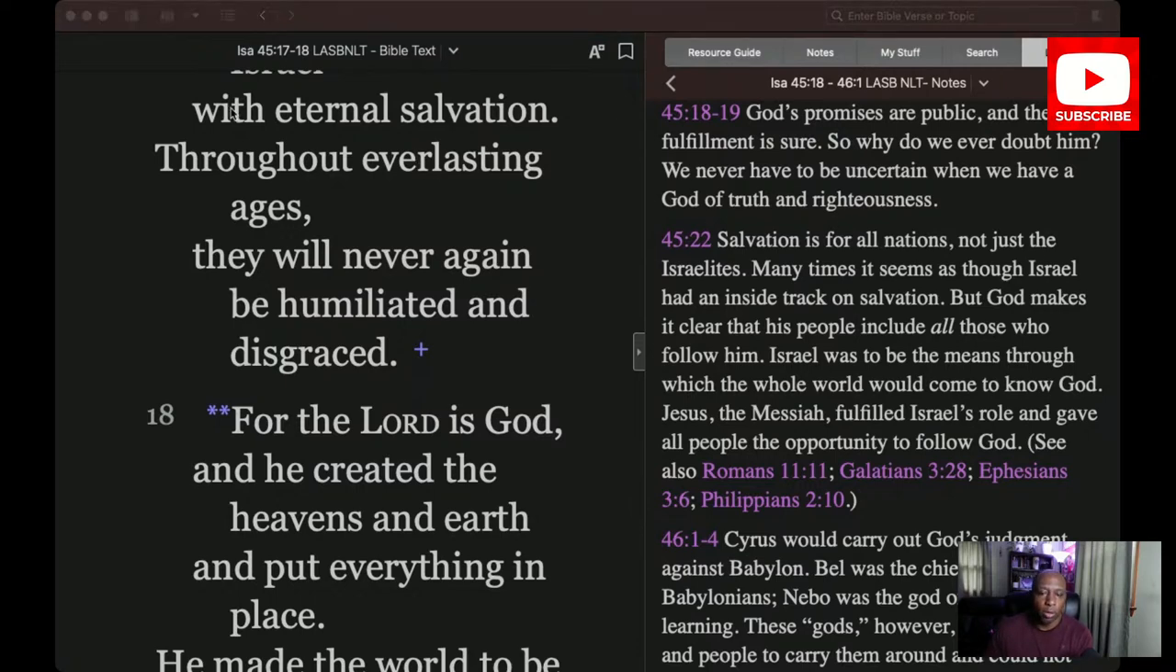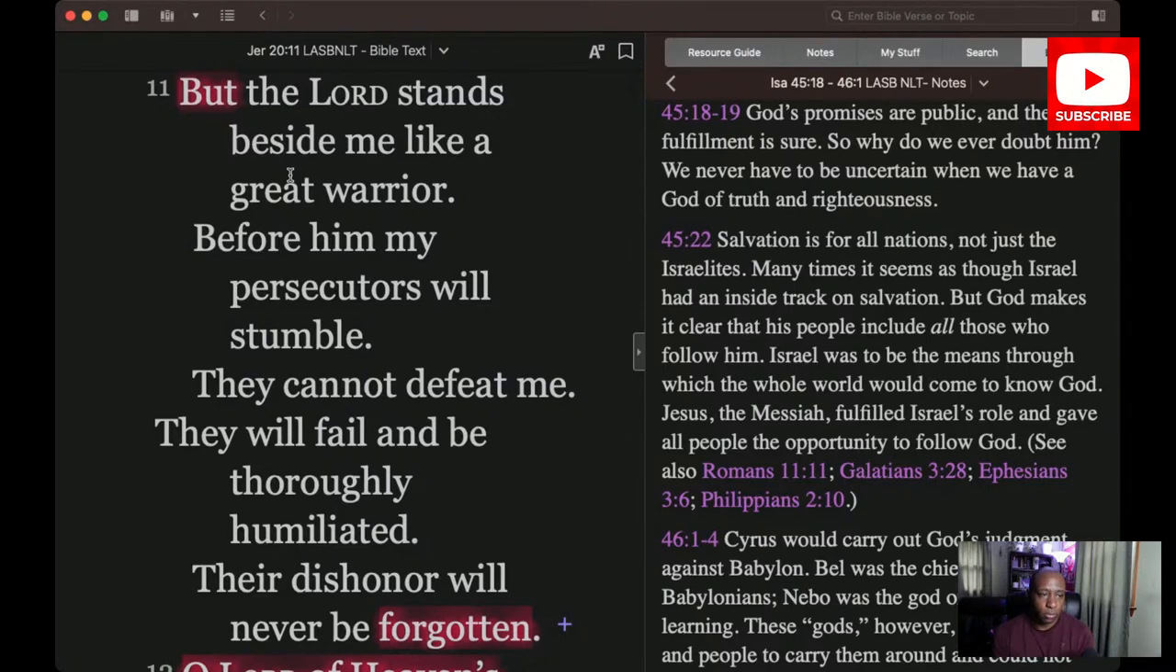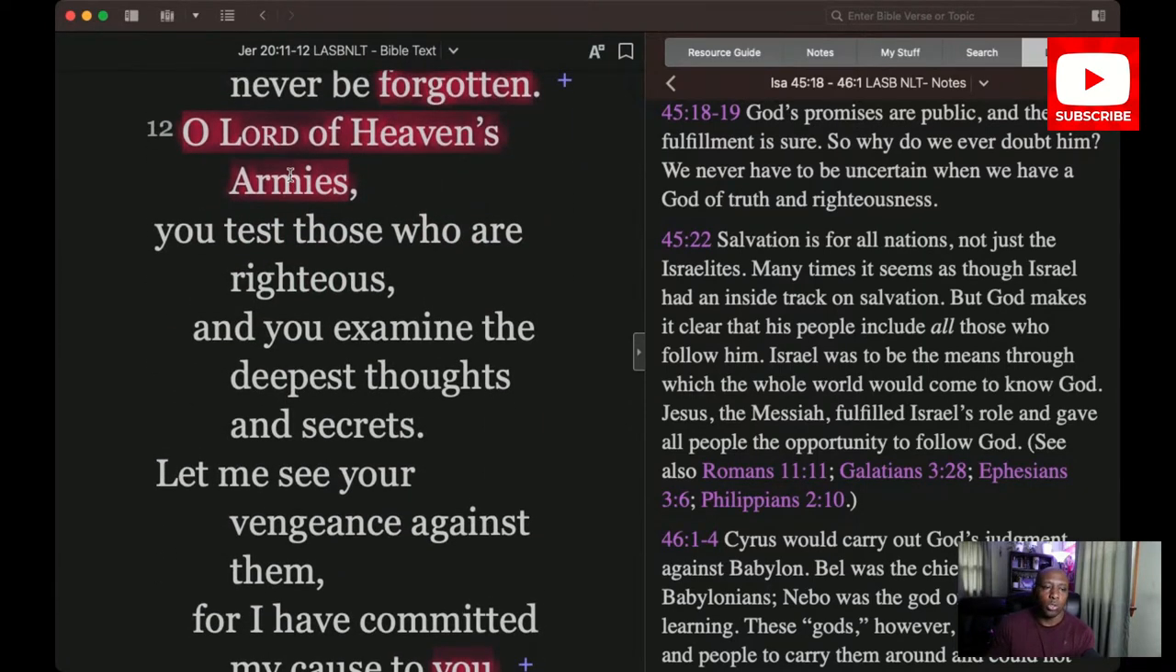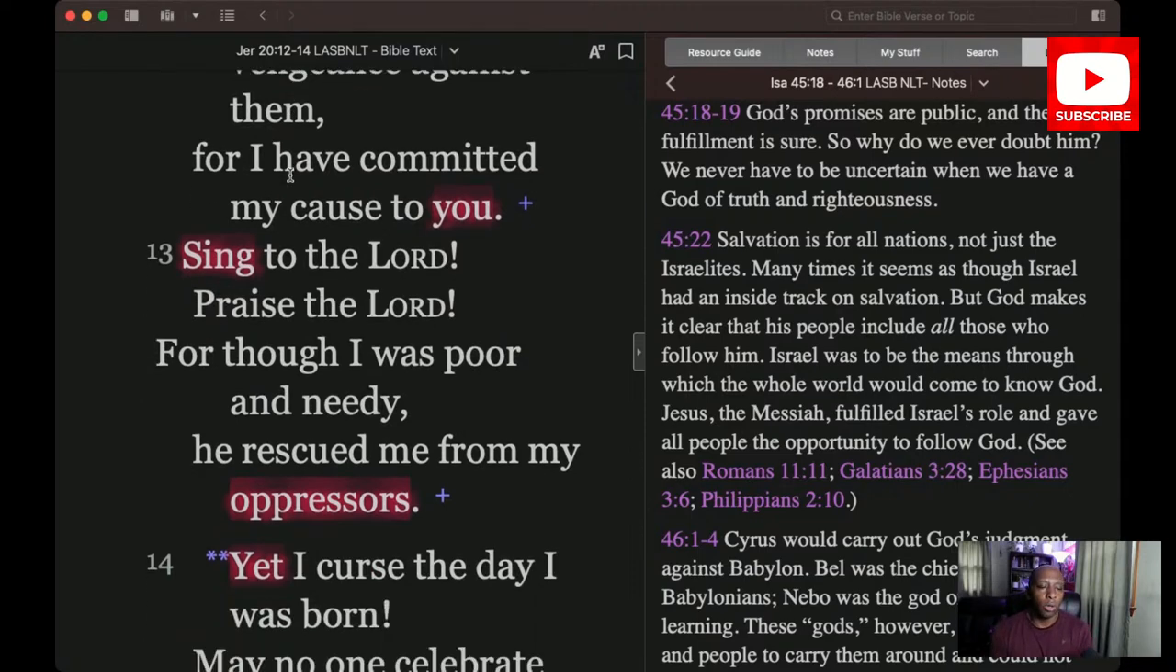We're also going to look at Jeremiah chapter 20, verses 11 to 13. But the Lord stands beside me like a great warrior. Before him, my persecutors will stumble. They cannot defeat me. They will fail and be thoroughly humiliated. Their dishonor will never be forgotten. O Lord of heaven's army, you test those who are righteous, and you examine the deepest thoughts and secrets. Let me see your vengeance against them, for I have committed my cause to you. Sing to the Lord, praise the Lord, for though I was poor and needy, he rescued me from my oppressors. Amen. That is serious.